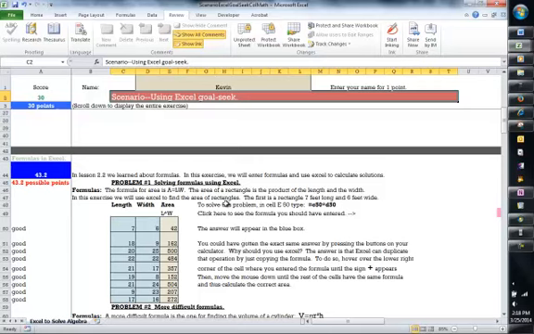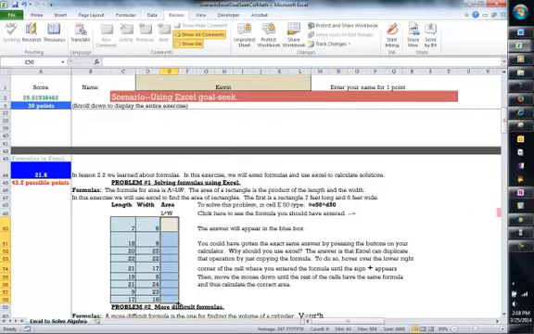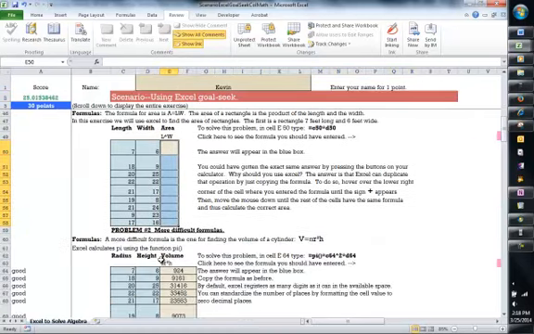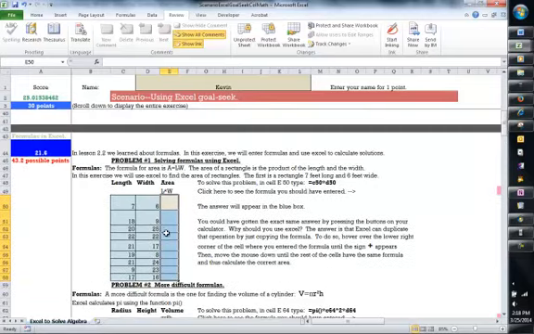In lesson 2.2, we learned about formulas. In this exercise, we will enter formulas and then use Excel to calculate the solutions. Let's look at this first one. The formula for area is length times width. The area of a rectangle is the product of the length and the width. In this exercise, we will use Excel to find the area of rectangles.